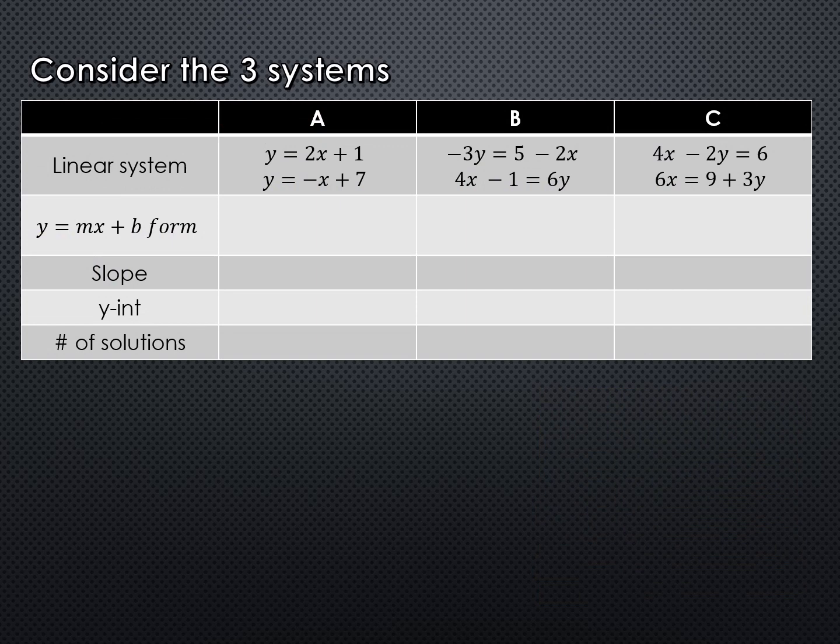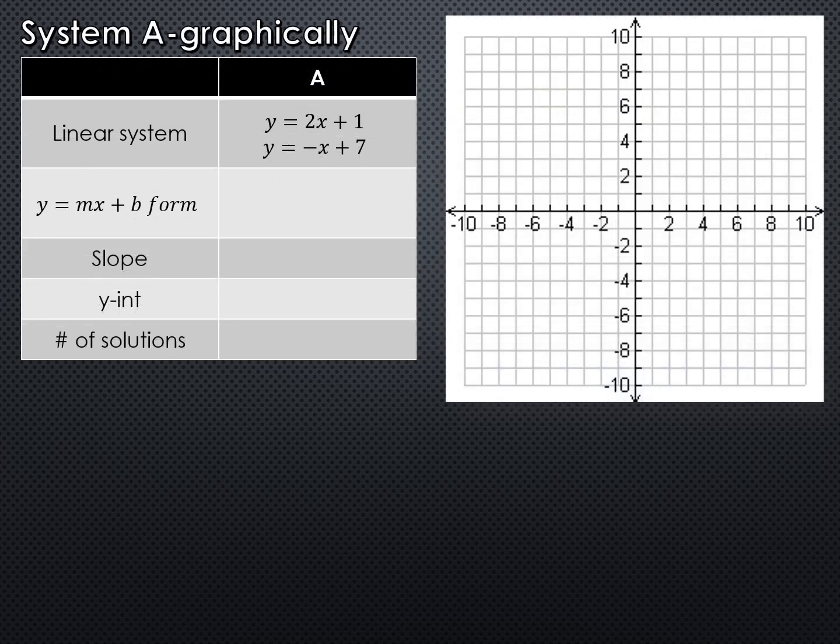So we are going to consider three different systems: system A, system B, system C. So if you look at your handout, you have one block of squares at the top, one block of squares at the bottom, and on the back page a third block. So all of A goes in the first one, all of B goes in the second one, and on the back all of C goes on the back one. And we're going to compare y equals mx plus b form, slope, y-intercept, and number of solutions.